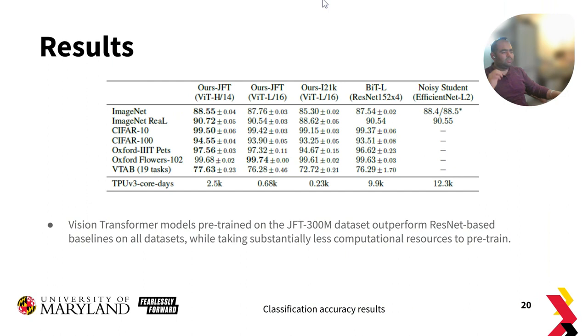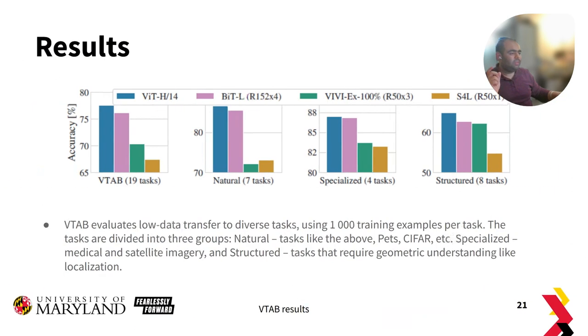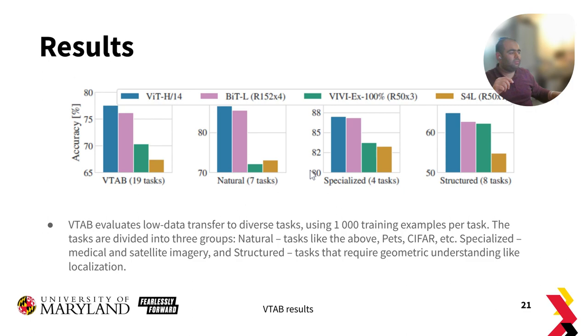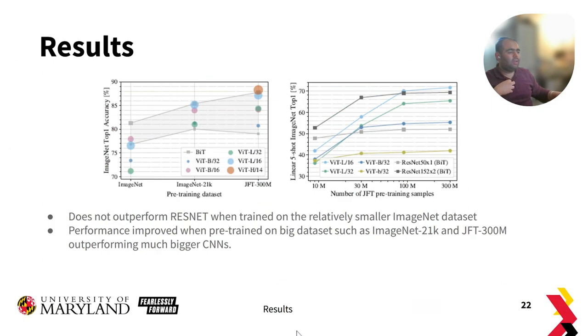So what are the results? The ViT architecture, as you can see in this table, has outperformed every single CNN based architecture when trained on the JFT 300M dataset. But it's not the same case when we use the other datasets. Let's see in the upcoming slides. We can also see the VTAB performance of the vision transformers supersede every other CNN based model. Over here, we can see that when trained on ImageNet or ImageNet 21K, the traditional CNN based architectures outperform the vision transformers.